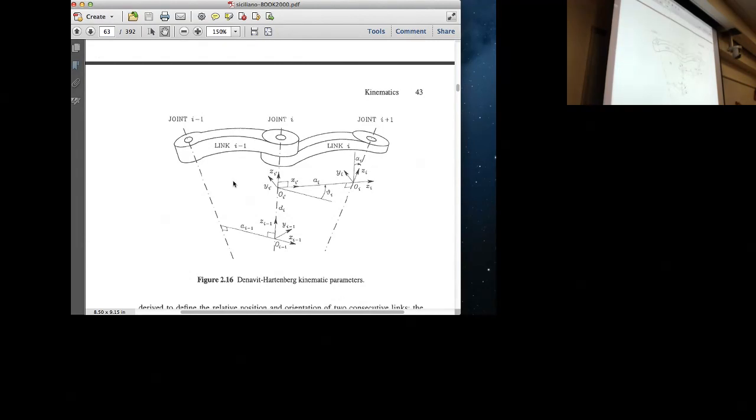Student: The product of the matrices, the A, the homogeneous transformation, does it depend on the number of joint angles, like the total number of joints? So it starts from 0 to n. For every degree of freedom, for every joint angle you have, you need a transformation.